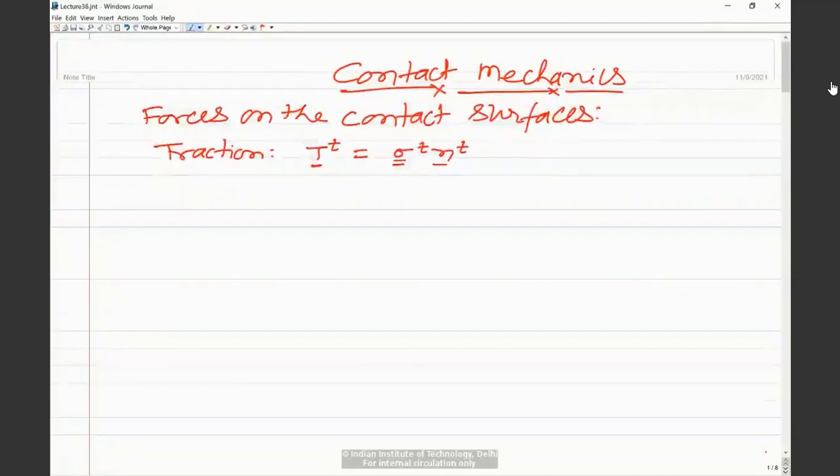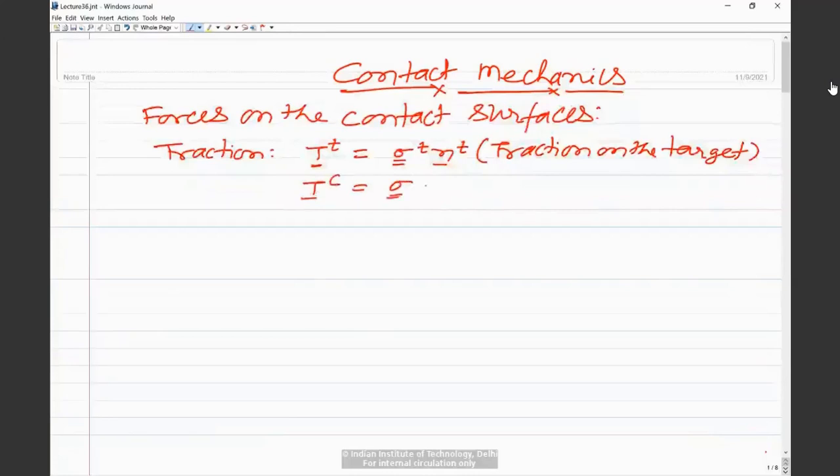So if it is the stress tensor and normal to the target body, then you get traction on the target. So this is the traction on target. And similarly, you get the traction on the contactor body, which would be the stress on the contactor body times the normal to the contactor body. So if you do this, you get the traction on the contactor.